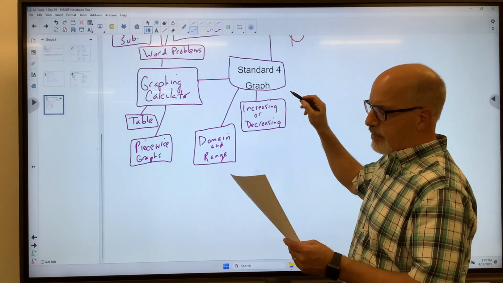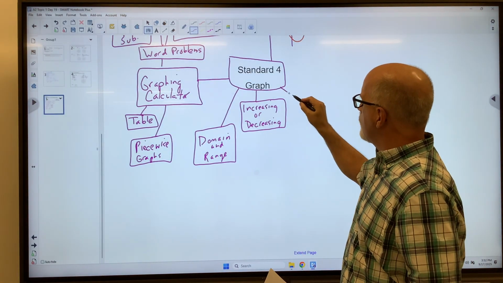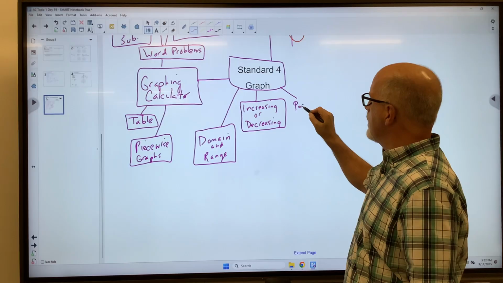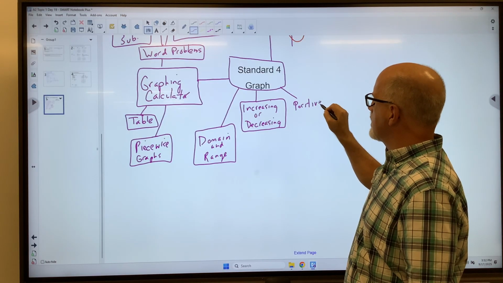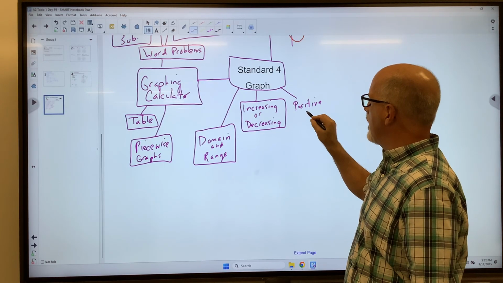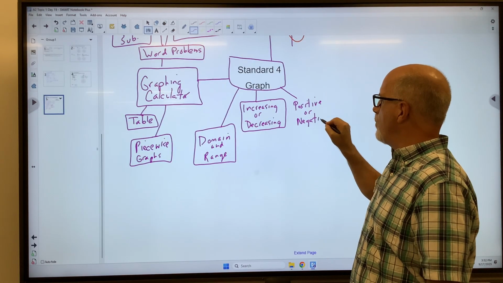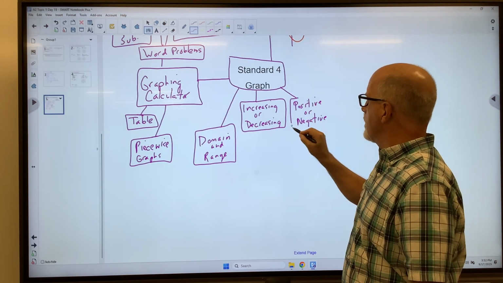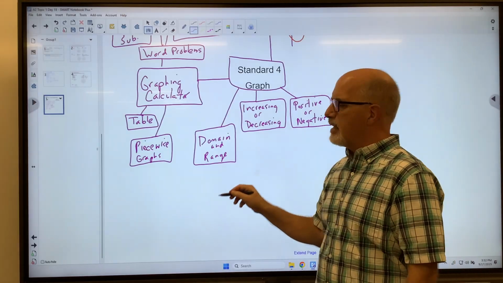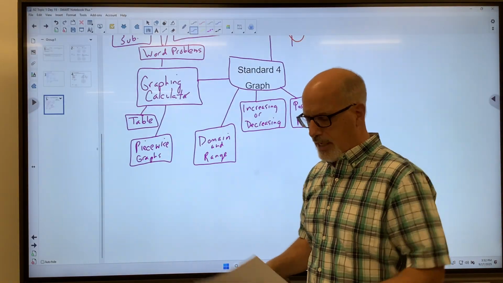And then we also did positive intervals and negatives. When is the graph positive, above the x-axis, positive y values, or when is it below the x-axis, those are negative y values. And all of these we did using interval notation.